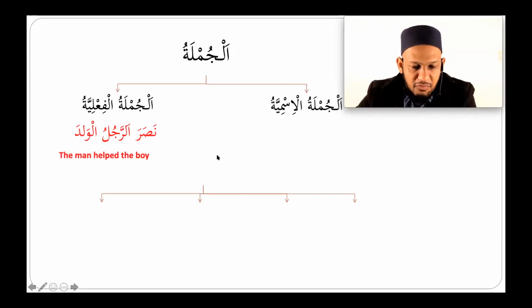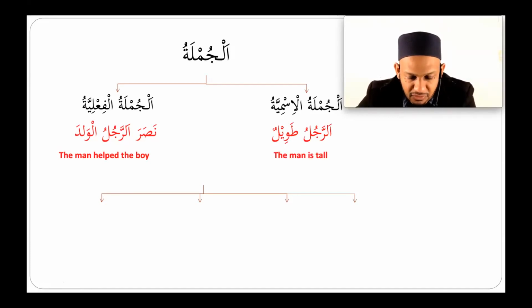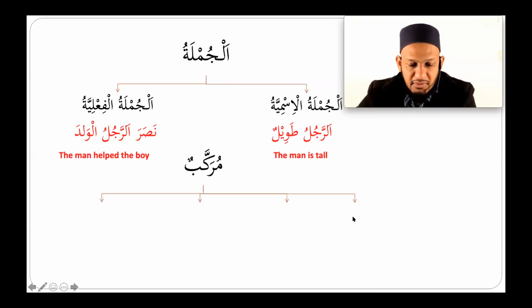And then you have a Jumlatul Ismiya, which is a noun-based sentence. There you have two parts: the focus of the sentence, which is called the mubtada, and the khabar, which is the news, the information about the focus. The way we recognize it is that for now, the first one will always be raf'un definite, and the second one will be raf'un indefinite, and it will be something is something. So whenever in Arabic you are saying is something, you are in fact making a Jumlatul Ismiya. Good. And then we have the murakkabs, the compounds or the fragments.